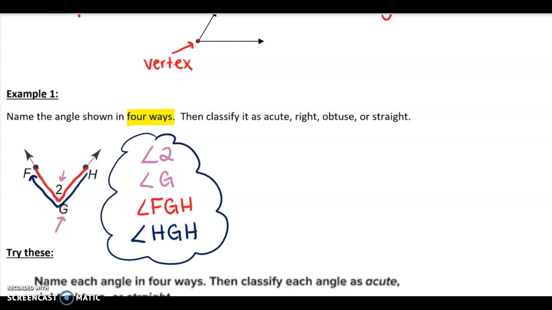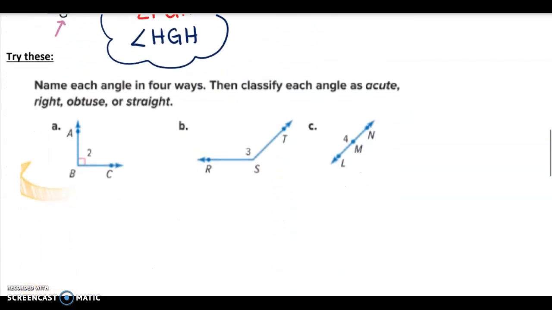And this angle is less than 90 degrees, so it's going to be called an acute angle, because they also wanted us to classify it. All right, so we're going to try these 3. I'm going to classify them all to start. I'm going to write these names down and classify them first, because that's the easier of the methods.